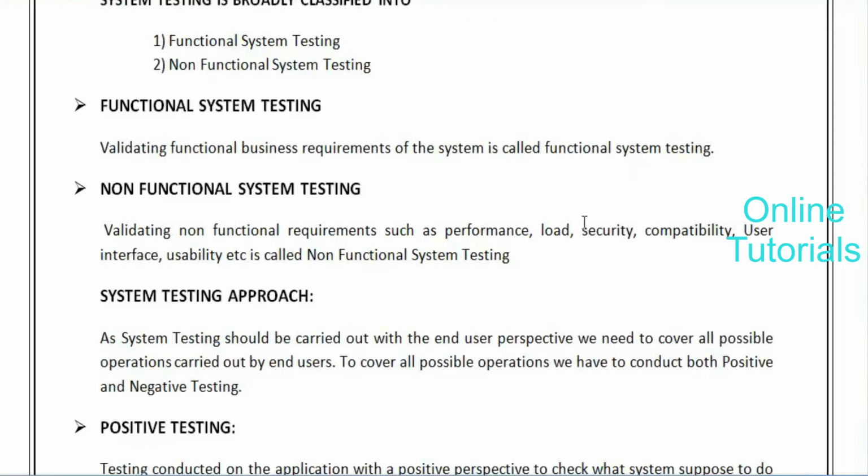Load means if at a single point of time 100 users or 1000 users are using the particular application, is that application working stable or not? That is nothing but load. Security is nothing but whether it is giving proper security or not. The security part comes into the picture, for example in the banking domain. If it can be accessed easily from outside, it is a big loss for the bank, or if someone tries to hack the people.